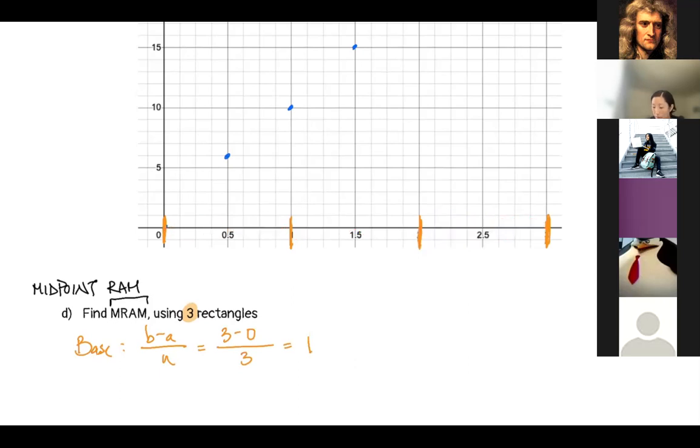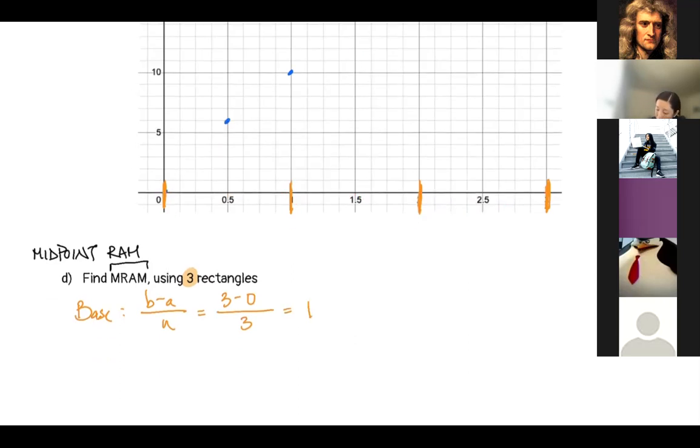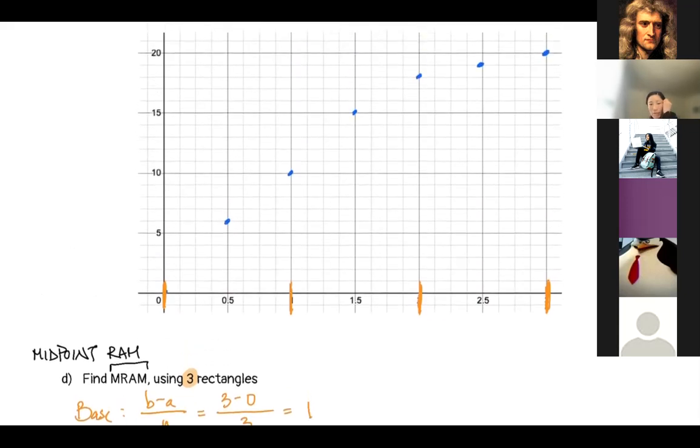So we've got our bases, but to determine the height of each rectangle, this is where I'm interested to hear your thoughts. Let's start with this first rectangle right here. Okay, the one that goes from 0 to 1.